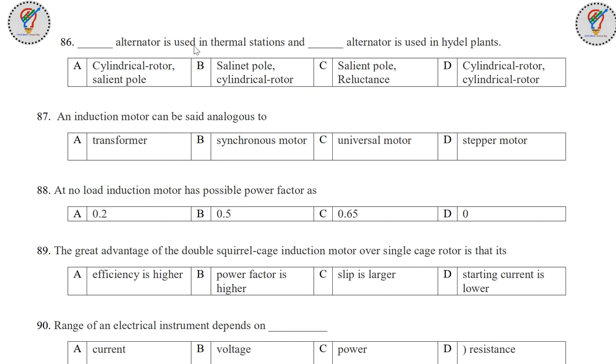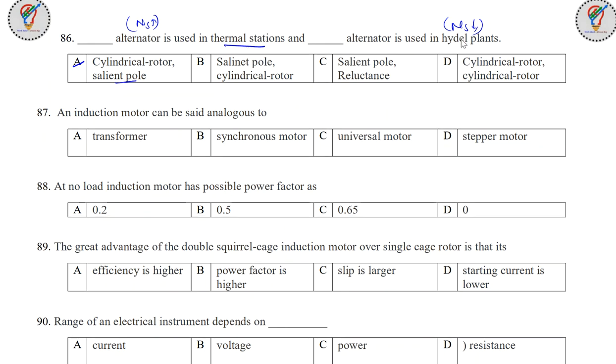Cylindrical alternator is used in thermal stations and salient pole alternator is used in hydel stations. So in hydel power plants the speed is less. In thermal power plants the speed is more. As the speed is more we can use cylindrical rotors for the thermal power stations, and salient pole rotors for the hydel power stations here.